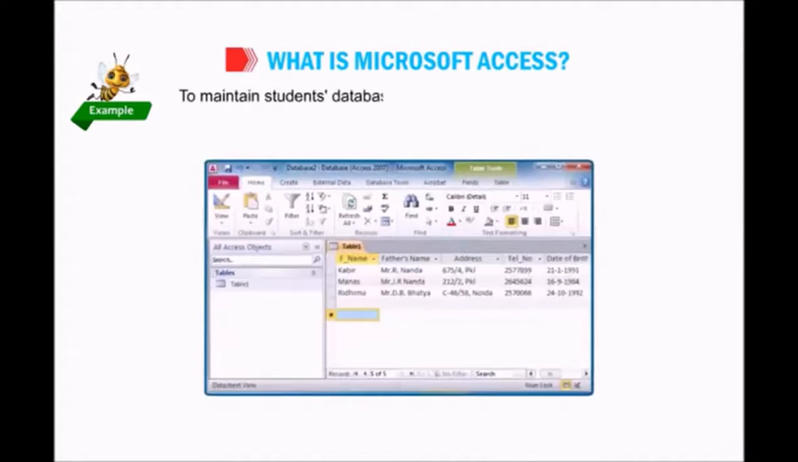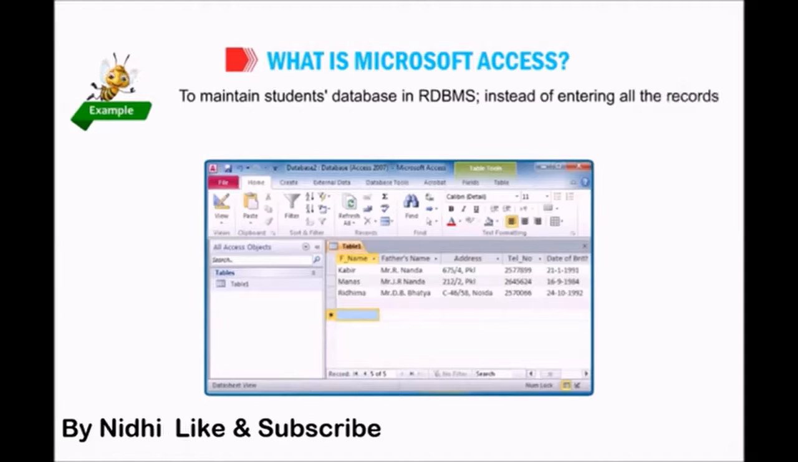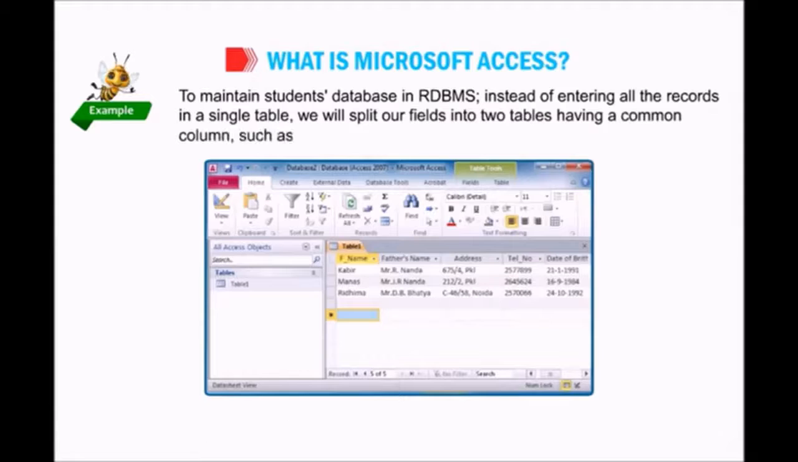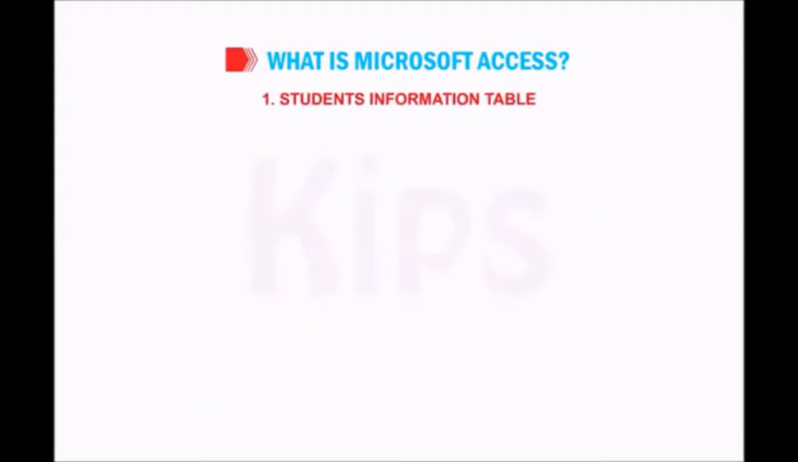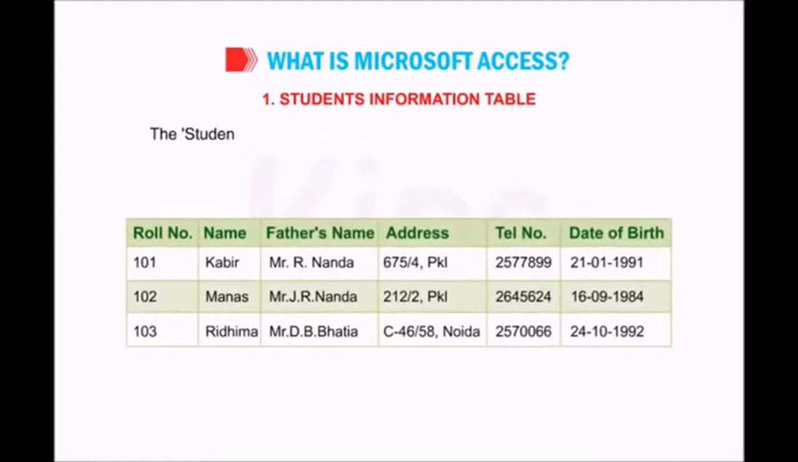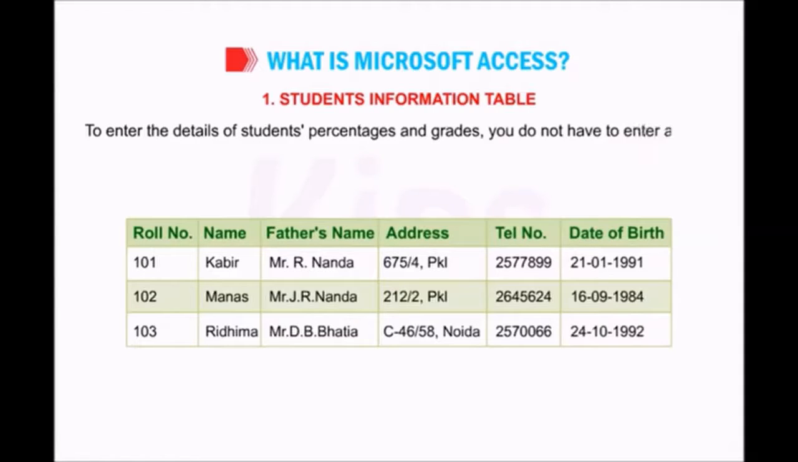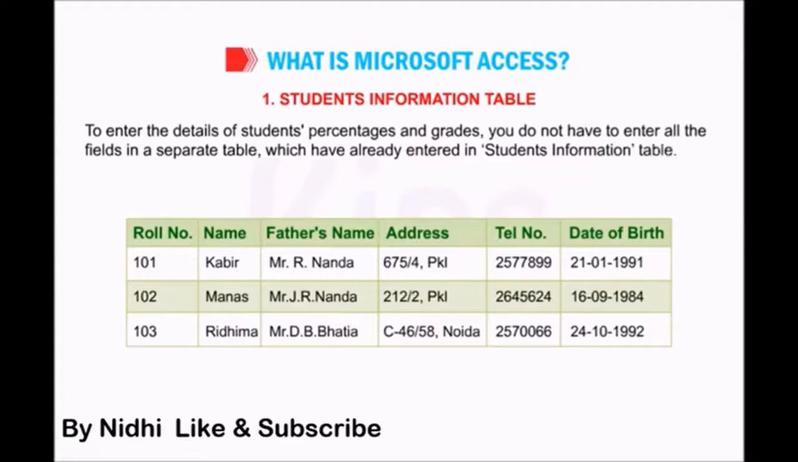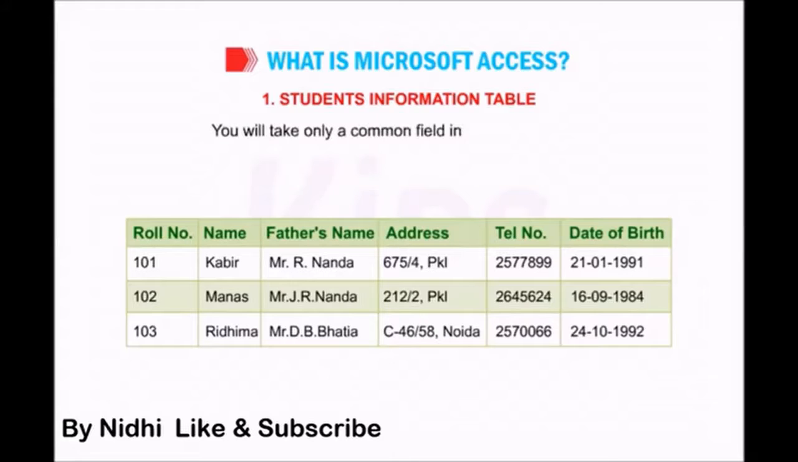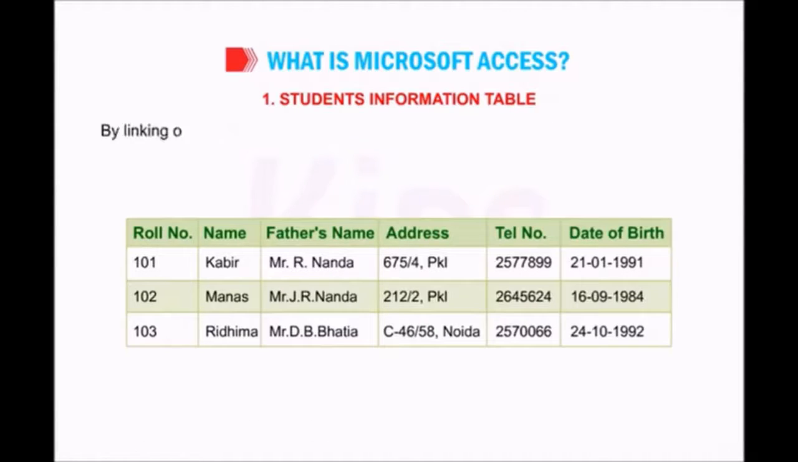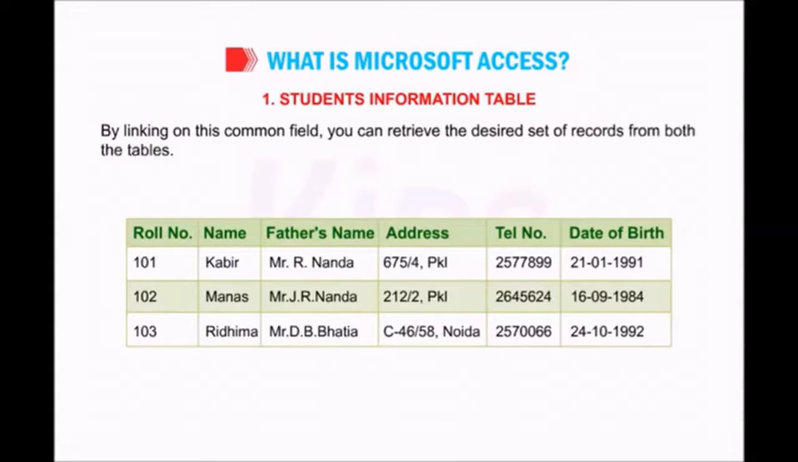To maintain students' database in RDBMS, instead of entering all the records in a single table, we will split our fields into two tables having a common column such as roll number. Number 1. Students Information Table. The Students Information Table consists of information about students. To enter the details of students' percentages and grades, you don't have to enter all the fields in a separate table, which have already been entered in Students Information Table. You will take only a common field in the second table. By linking on this common field, you can retrieve the desired set of records from both the tables.